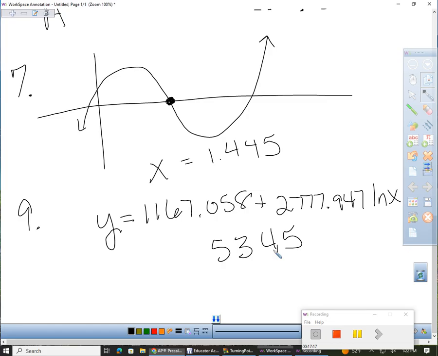Well, no, go into stat and go over to calculate. Sorry. Stat, calculate. And go down to natural log reg. ln reg. Yep. Yeah, because it does say in the problem, yeah, to the nearest pound. Yep. Yep.